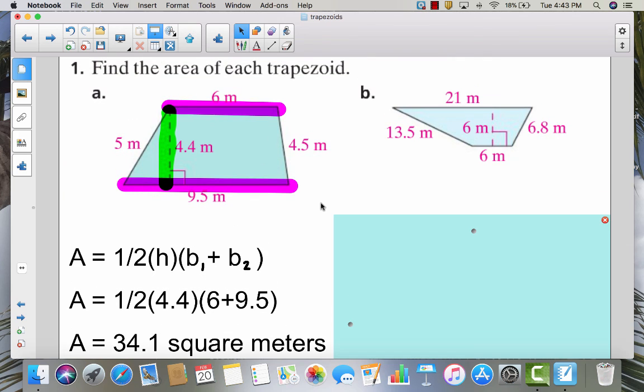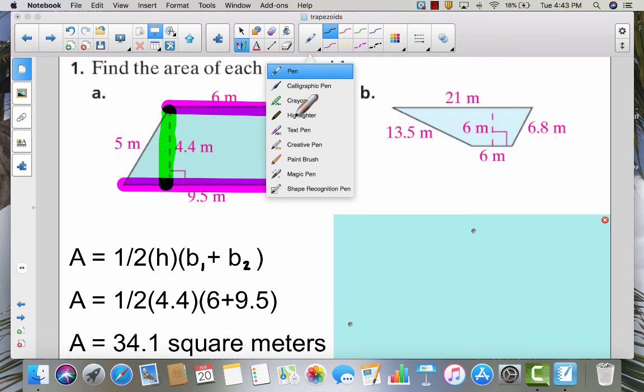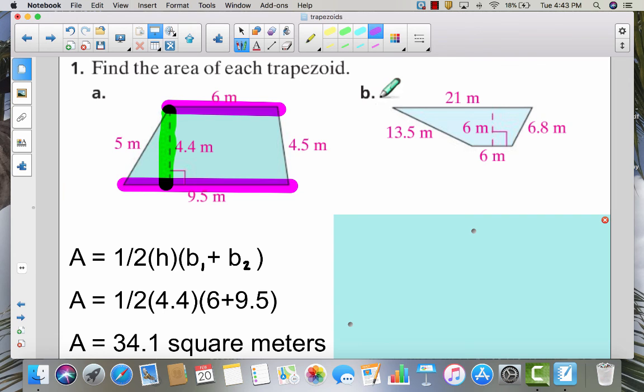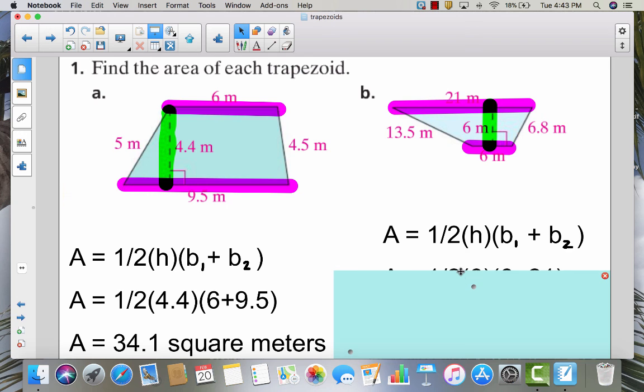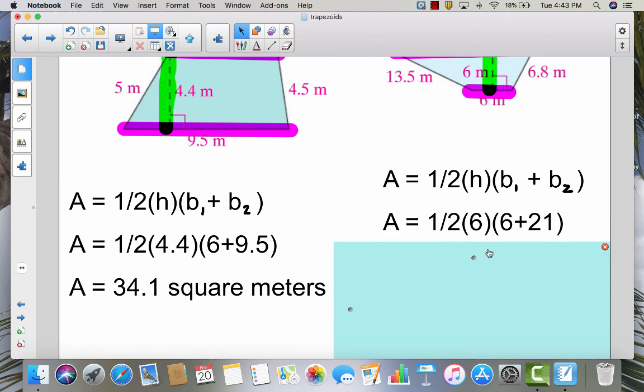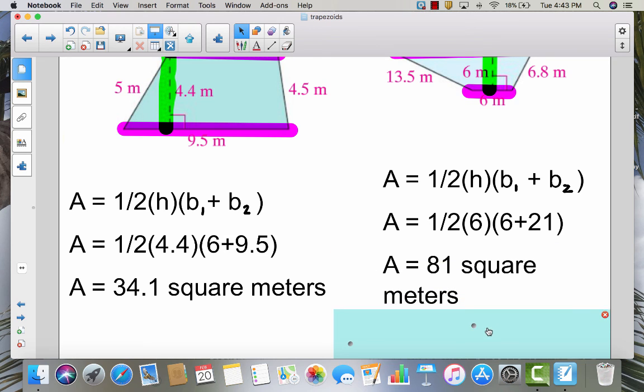Our final example here, to identify my parts, I'm starting with the parallel sides, which are 21 and 6. And this is another example where they give the height inside the shape with that dotted line running up and down. So we'll write down our formula and we sub in what we know. The height is 6, the bases are 6 and 21. Follow order of operations and you get 81 square meters.